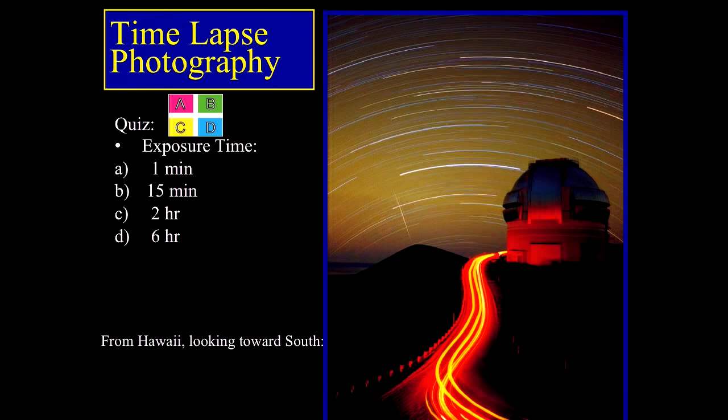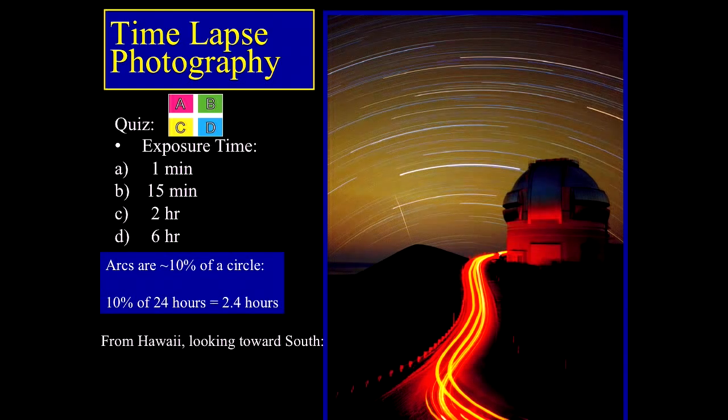It's a tough call. Here's how I did the estimate. I don't actually know the answer. It looked to me like these arcs that you see here are something like maybe 10% of the whole circumference of a circle. Is that 10% of a whole circle? I don't know. Maybe it's less than 10%. But if this were 10% of the whole circle takes 24 hours, so 10% of 24 hours would be 2.4 hours. So I think that the exposure is no more than maybe 2 or 3 hours long. So I would have chosen C.